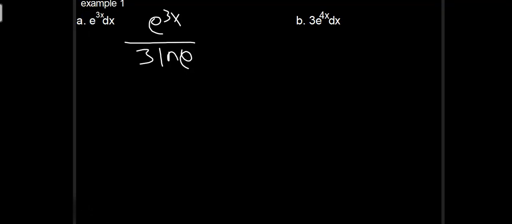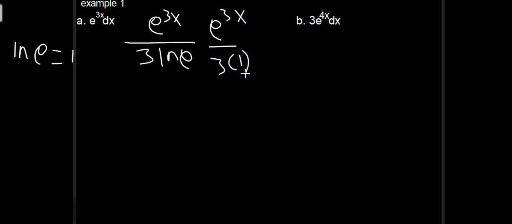Now it seems like I'm done, but as I told you before, ln e is always 1, so I don't have to write this ln e. I can also say e raised to the 3x over 3 times 1. This is the same thing. So my last answer will be e raised to the 3x over 3. I don't have to write ln e again and again, since I know that ln e is 1. So just don't write it if you know that it is 1.